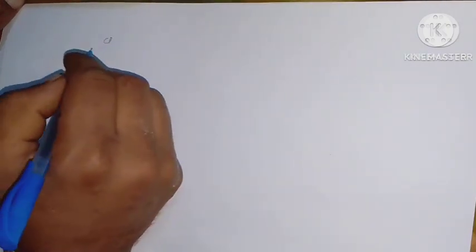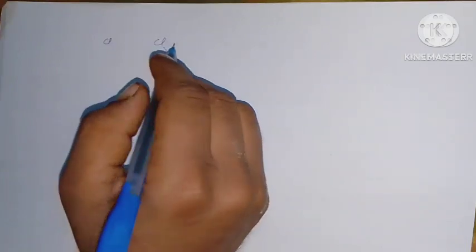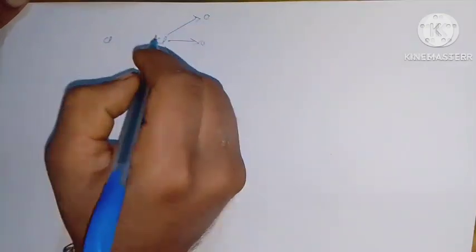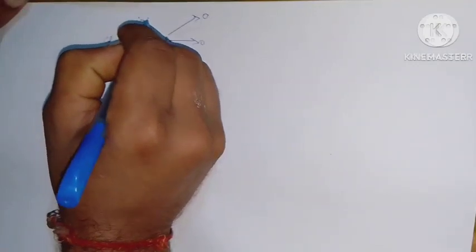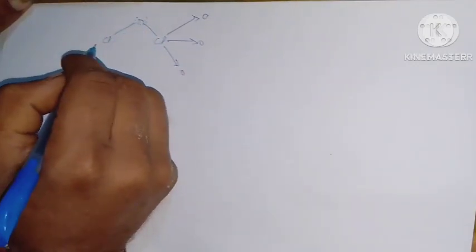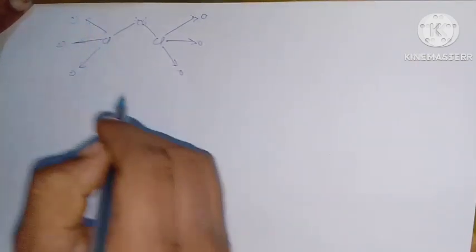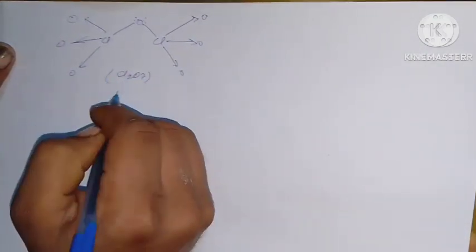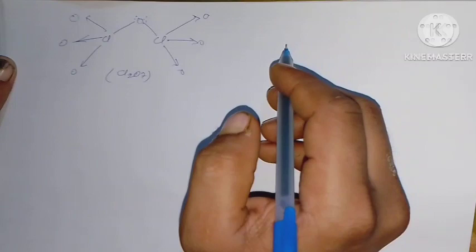This is chlorine. Oxygen, oxygen, oxygen, oxygen, oxygen. Chlorine, oxygen, oxygen, oxygen. Okay, this is the structure of Cl2O7, dichlorine heptoxide.